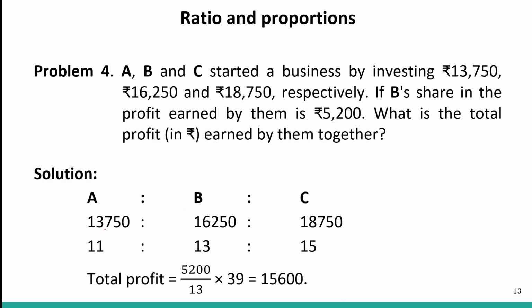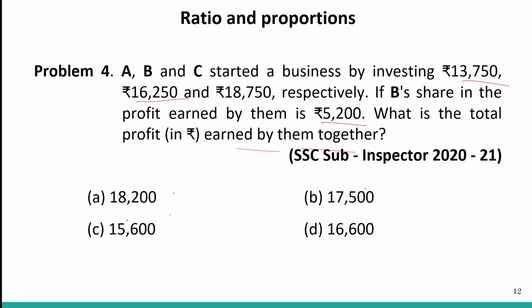For A, 13,750, B is 16,250 and C is 18,750. So 11 is to 13 is to 15. So the total profit will be 5,200 by 13 into 39. So it will be 15,600. So 15,600 is the correct option. So the others are incorrect. The only correct option is this.